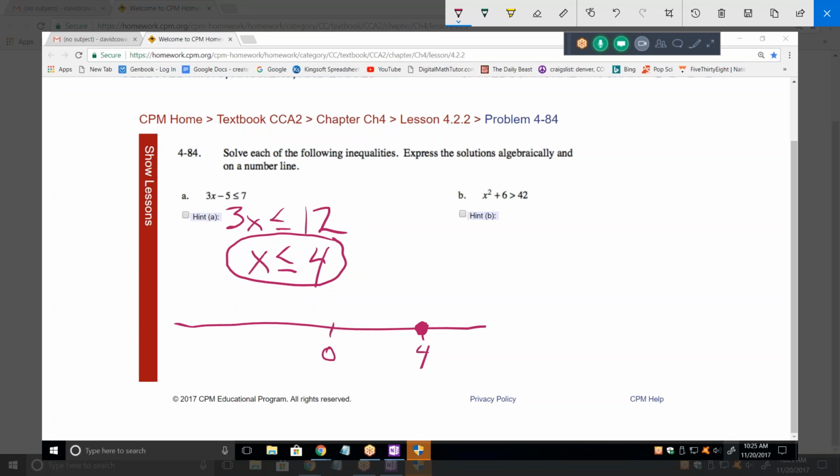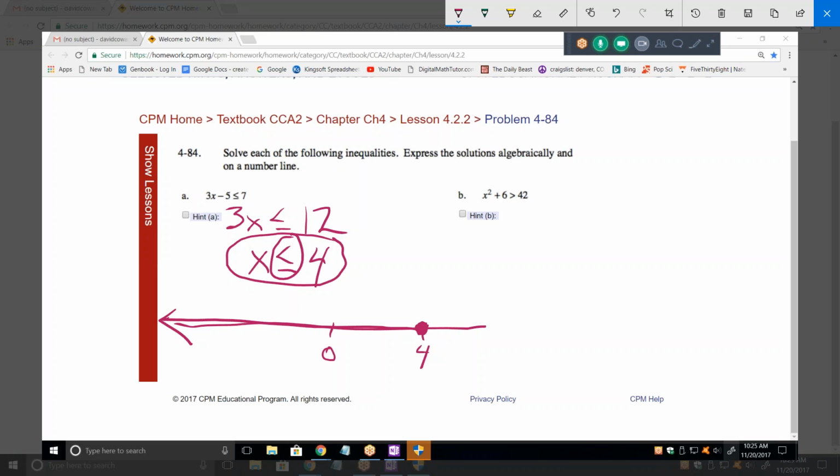Okay. And which way does my line go? To the right or the left? To the right. What's less than mean? Oh, so it's going to be to the left. It's always dependent on the direction of that sign. You put an arrow on it because it goes all the way to negative infinity. In other words, my solution set is negative infinity to 4.